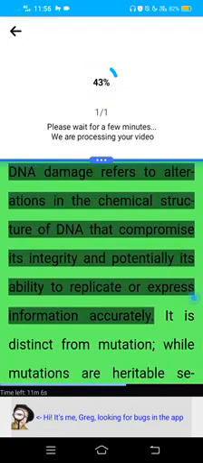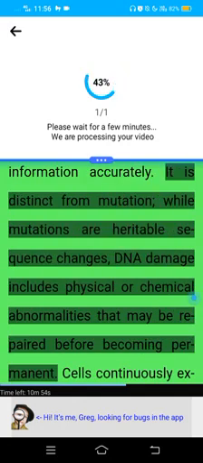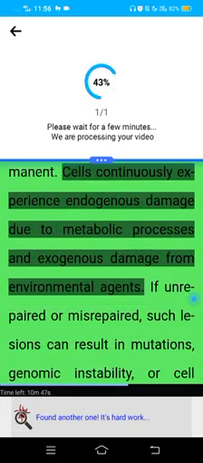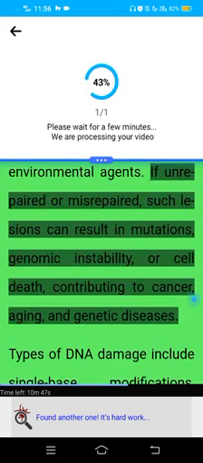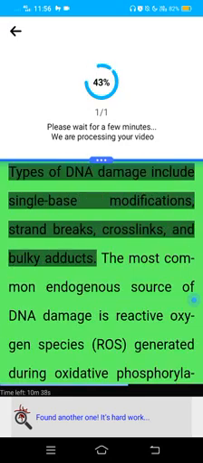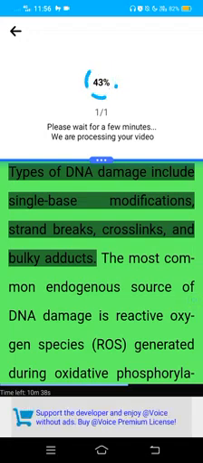DNA damage refers to alterations in the chemical structure of DNA that compromise its integrity and potentially its ability to replicate or express information accurately. It is distinct from mutation. While mutations are heritable sequence changes, DNA damage includes physical or chemical abnormalities that may be repaired before becoming permanent. Cells continuously experience endogenous damage due to metabolic processes and exogenous damage from environmental agents. If unrepaired or misrepaired, such lesions can result in mutations, genomic instability, or cell death, contributing to cancer, aging, and genetic diseases. Types of DNA damage include single base modifications, strand breaks, crosslinks, and bulky adducts.